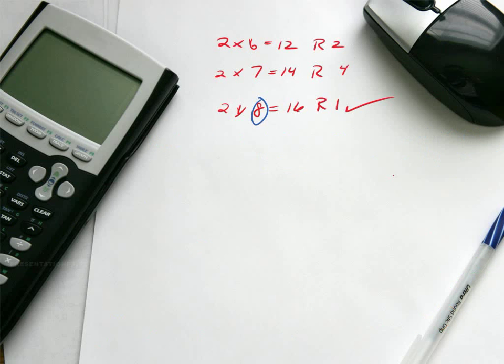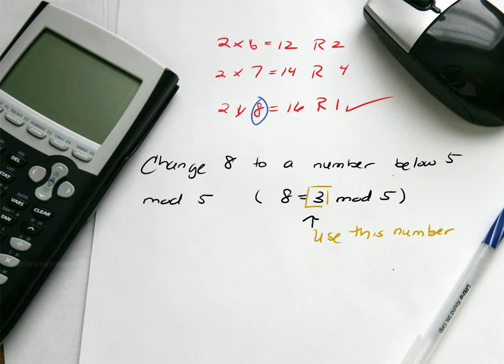3. Well, I guess I went 6, 7, 8 for some reason. I don't know what I was thinking, but it'll work, right? Once you mod out, it'll work. So I just checked. What happens if I do a 6? It gives me a remainder 2. What happens if I do a 7? It gives me a remainder 4. What happens if I do an 8? Then I have a remainder of 1. So I can change 8 to be the number below 5. 8 is really 3 mod 5. So I'm going to use that 3 instead of the 8.